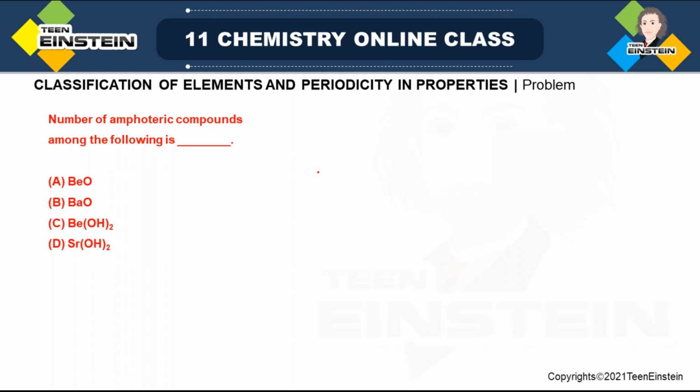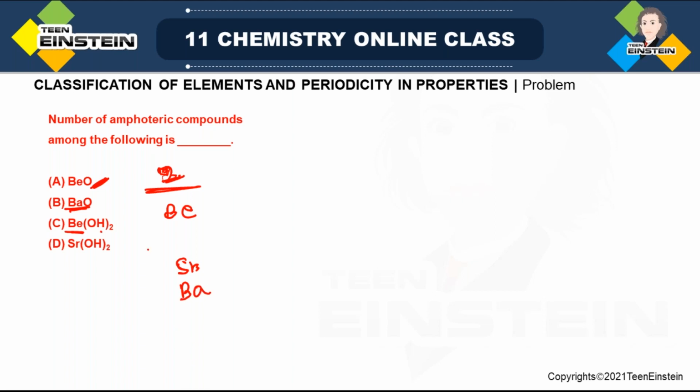Number of amphoteric compounds among the following: here we have beryllium oxide, which is from group 2. Be is from group 2, right? Then we have Ba, that is also from group 2. Then again beryllium, but now it is hydroxide, and we have strontium hydroxide. These are their positions, but they are from the same group.